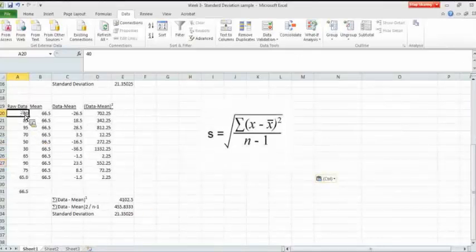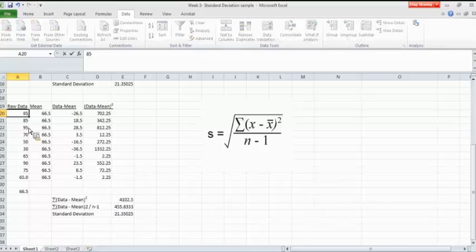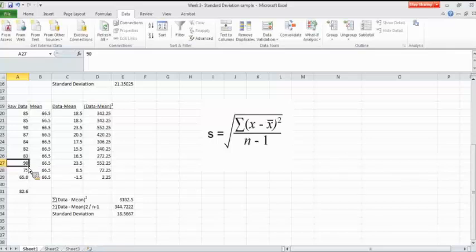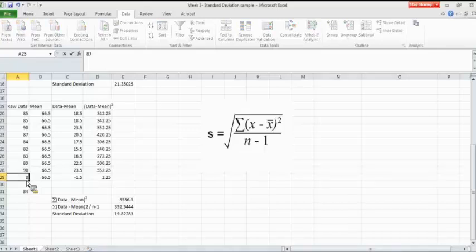So instead of having large spread in our data, let's say that we had the test where everybody scored fairly close to each other. Let's do 85, 85, 90, 87, 84, 82, 83, 89, 90, and 87. So now we have much less spread around our mean.